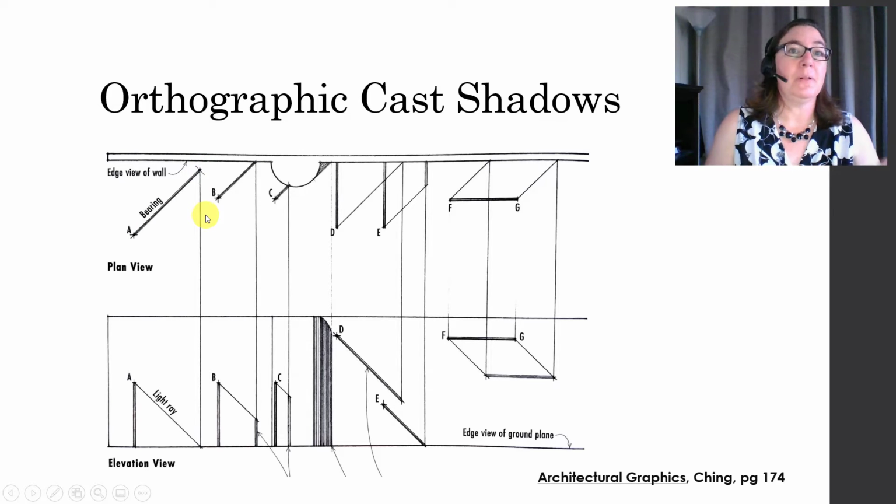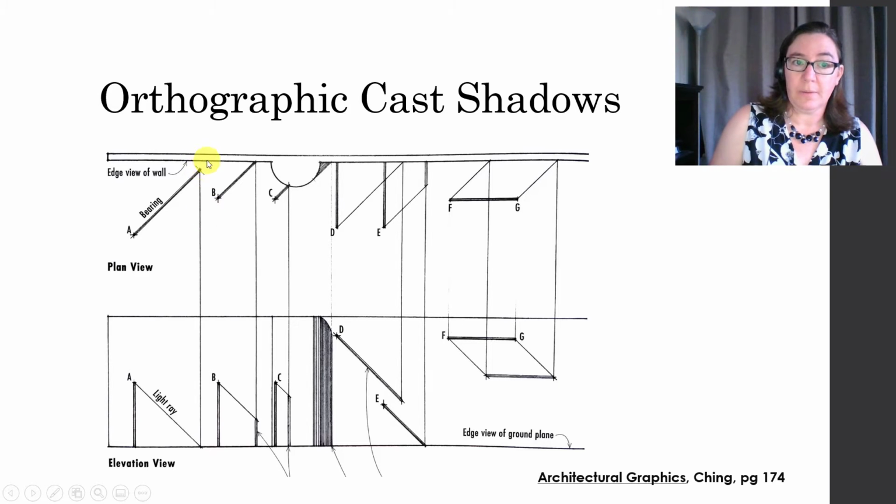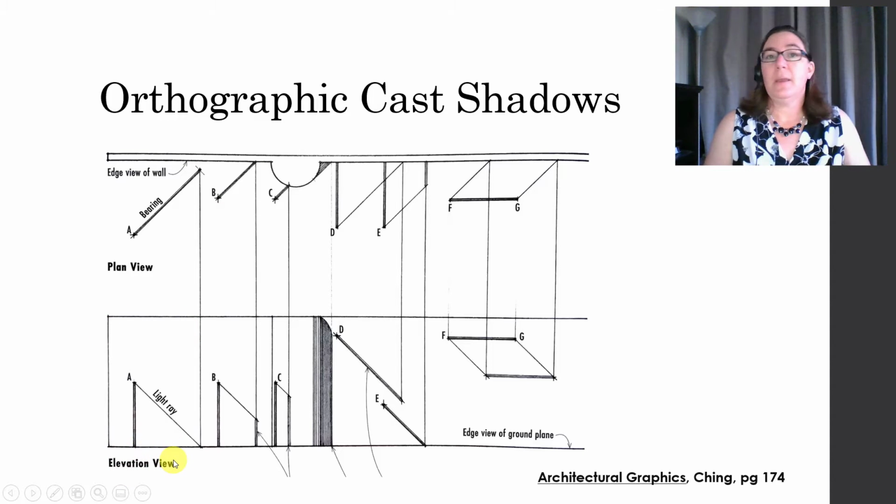In this example, the flagpole is too far away. The shadow doesn't hit the wall. You can see that right here. It doesn't hit. So in elevation view, take a look. You can't see the shadow at all.